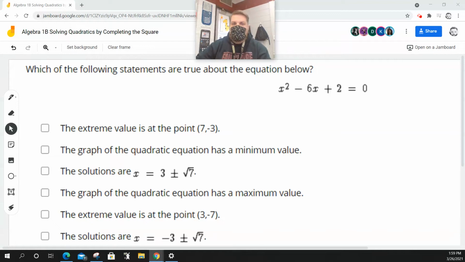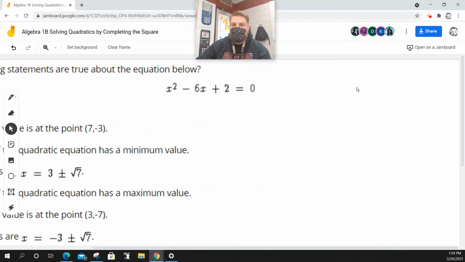All right, so which of the following statements are true about x squared minus 6x plus 2? Well, I need to solve this clearly, all right? But I can also graph it. So I'm going to show you how to complete the square on this. So I'm going to go over to the side.